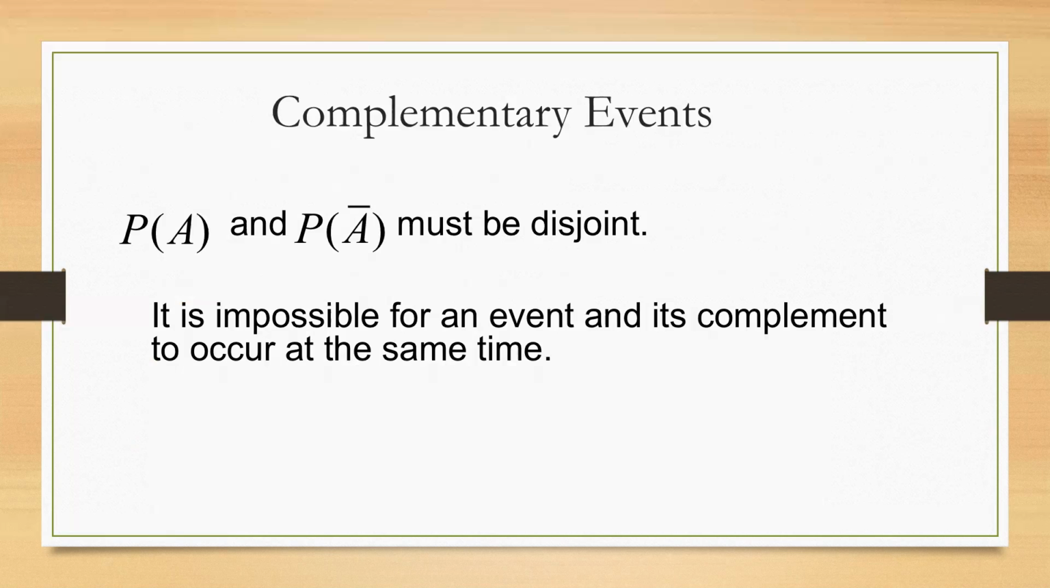Now, complementary events are important because they are disjoint and must be disjoint. So it's the probability of A and the probability of not A. In other words, maybe it's sunny out, and the probability is not sunny out. You add those two together, you get 1, which is going to be really cool because that's the rule of complementary events. But basically, it is impossible for an event and its complement to occur at the same time. If they do occur at the same time, then they are not complements.